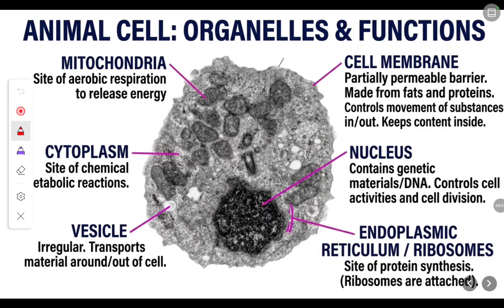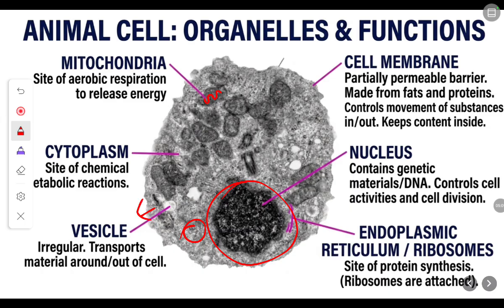As you can see under the microscope, the nucleus is present in here, and the mitochondria, as you can see, these small squiggly patterns, and cytoplasm is this jelly-like clear liquid. Vesicle is an irregular or circular shaped object. It transports material around and out of the cell, so basically it can move it out of the cell like this.